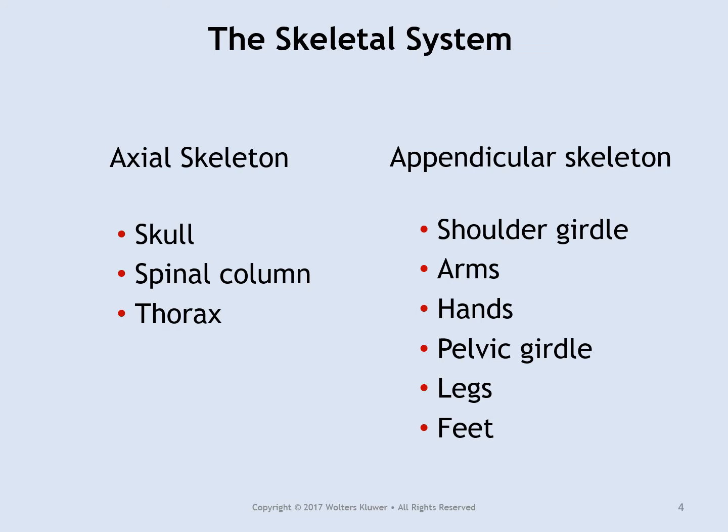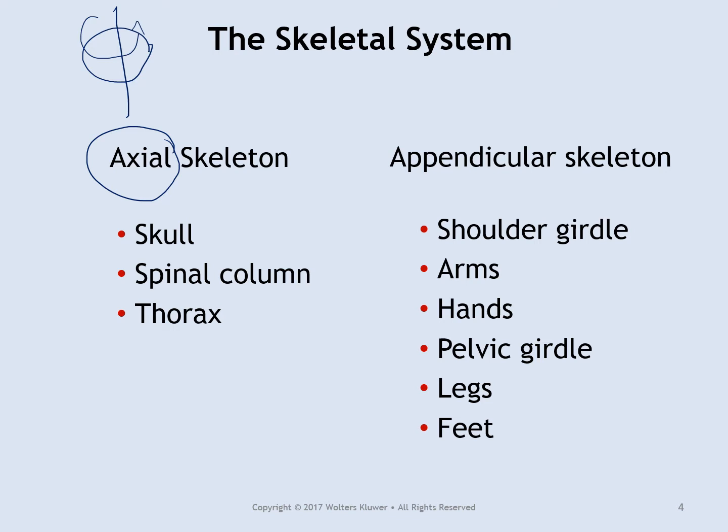The skeleton can be divided into two halves, your axial skeleton and your appendicular skeleton. What does this word axial mean? If we have a globe and I say we're looking at the axis of a globe, what is the axis of a globe? It's the little line, the little stick that runs down it, that it spins around.